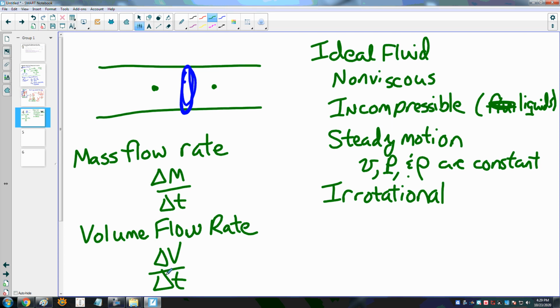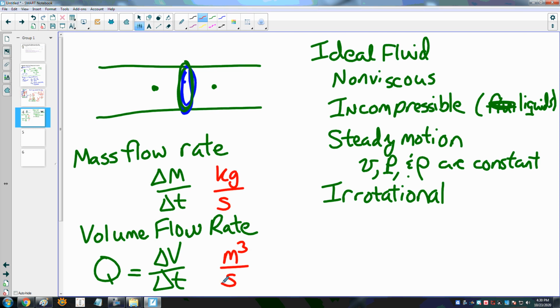So again, a lot like the mass flow rate, if I imagine a cross section of my pipe, what volume of fluid passes that point in a given amount of time? Usually we'll call this Q, by the way. Q is equal to delta V over delta T. Our units for these are going to be kilograms per second, right? Mass over time, and here it's going to be cubic meters per second.